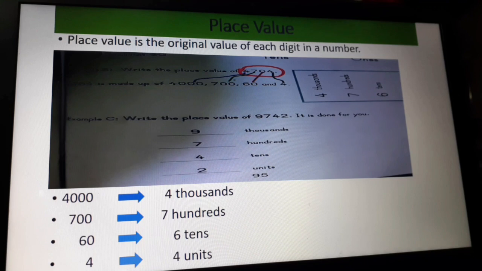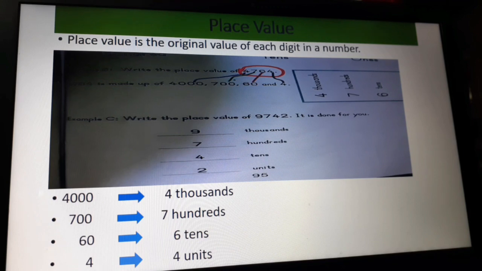Now go for example B. Write the place value of 4764. So what are the digits in the number? 4, 7, 6, 4. How many digits in the number? 4 digits. We have to find out the place value of each of the digits. Here 2 digits are the same. The first digit is 4, and the last digit is also 4. But the place value of the two 4s is different.